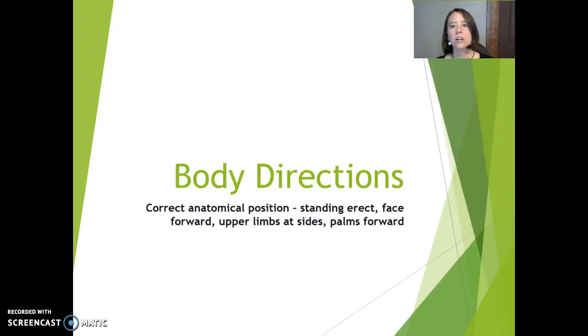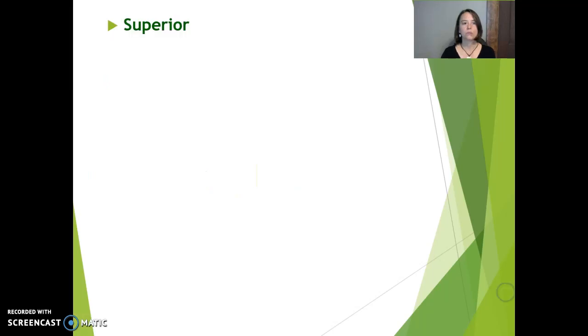Okay, we are going to be talking about body directions. The correct anatomical position, and please write this down, is standing erect, face forward, upper limbs at your sides, and palms forward. So I'll give you an example of that. If you can see that my palms are forward and standing erect.